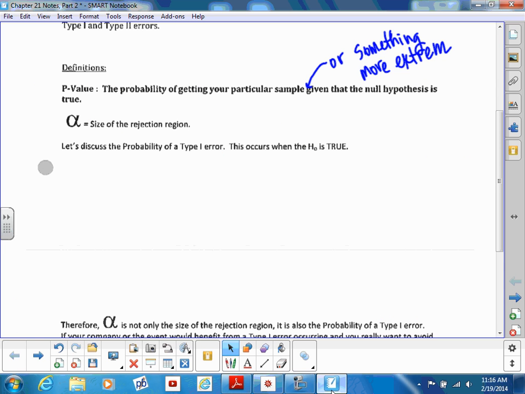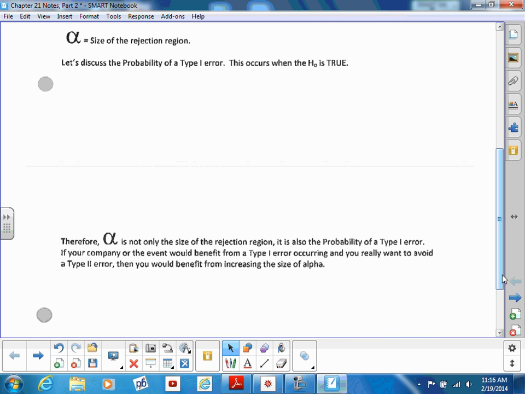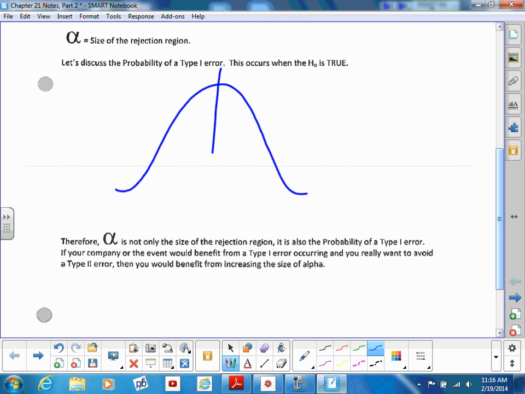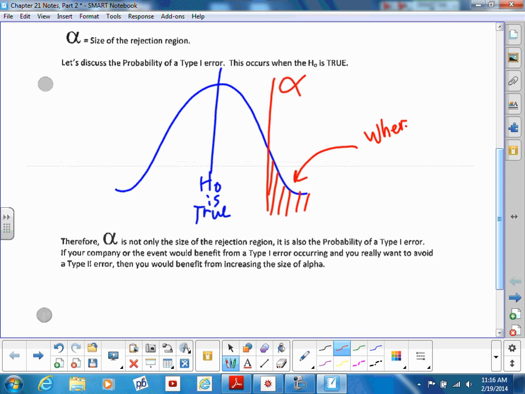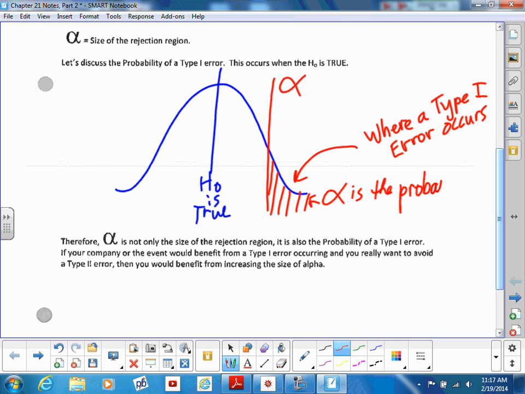Okay? So let's see what we want to put in here. Let's discuss the probability of type 1 error. This occurs when the null is true. So let's draw our picture here. We have the null is true. We've got alpha happening, and this is our rejection region. So this right here is where a type 1 error occurs. So then what happens is the size of this alpha is the probability of a type 1 error.